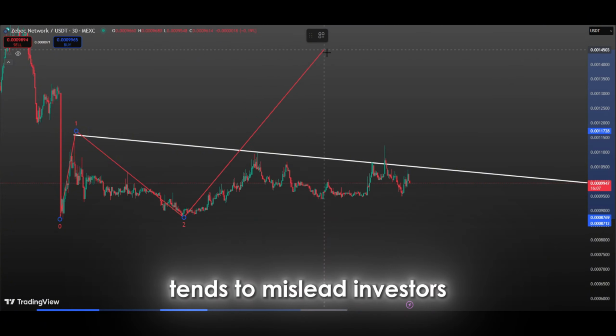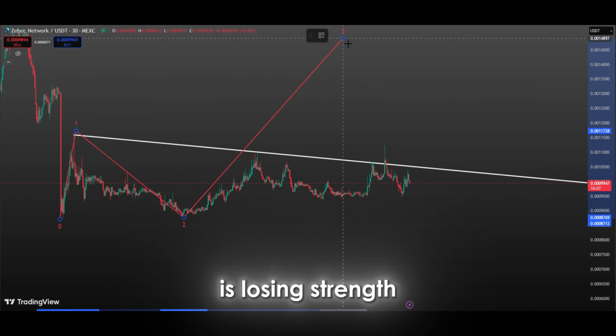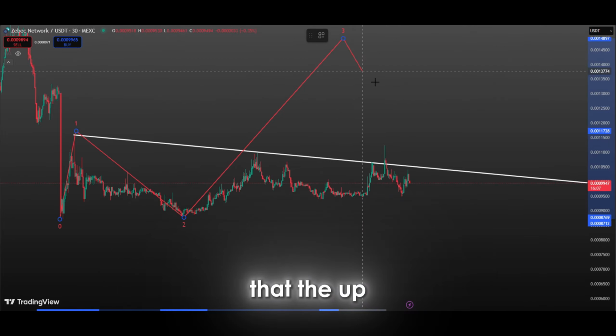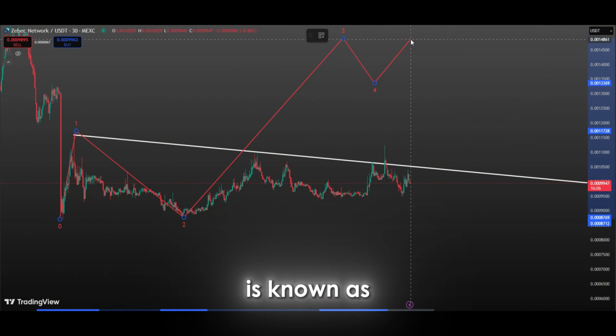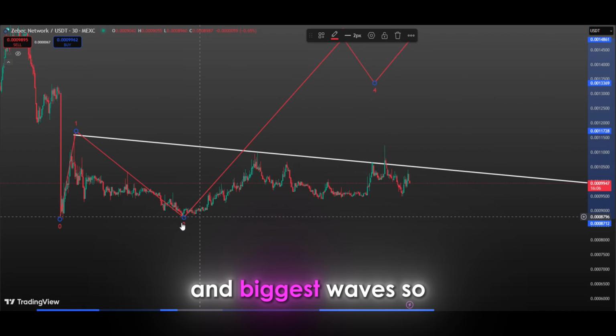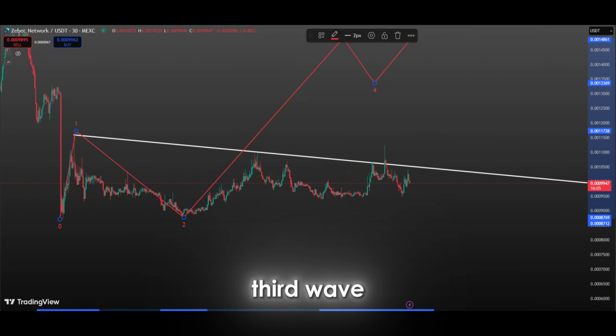The market often tends to mislead investors in the second wave. Many may think that the market is losing strength at this stage, that the uptrend is over. But according to the Elliott wave principle, the third wave is known as one of the strongest and biggest waves. So this sideways movement that we're in right now could be a harbinger of the third wave.